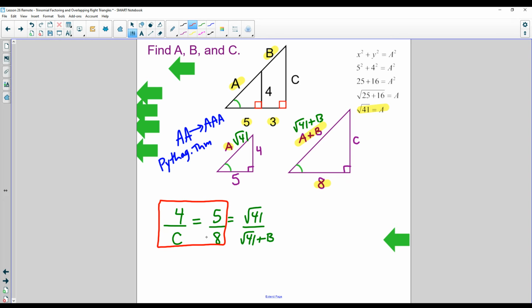That looks easier. So get your 4 over C and the ratio that you know, cross multiply. So 5C equals 4 times 8, 32. Dividing both sides by 5 gives us a C value of 32/5. Okay, so that one's done. All right, let's go find B now.